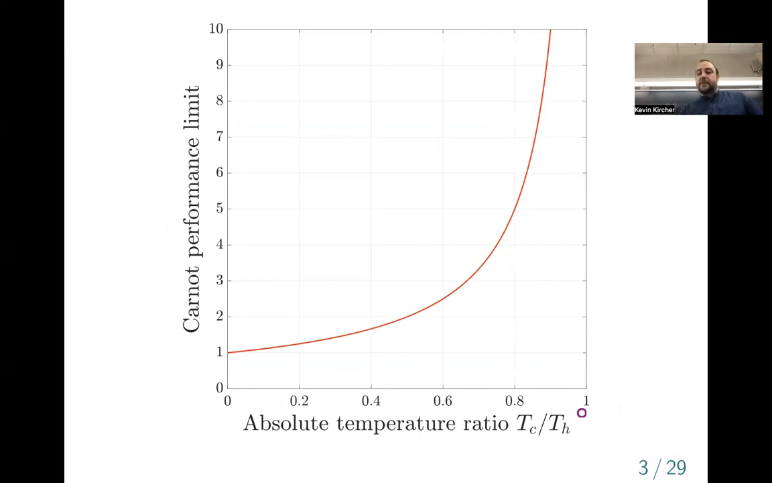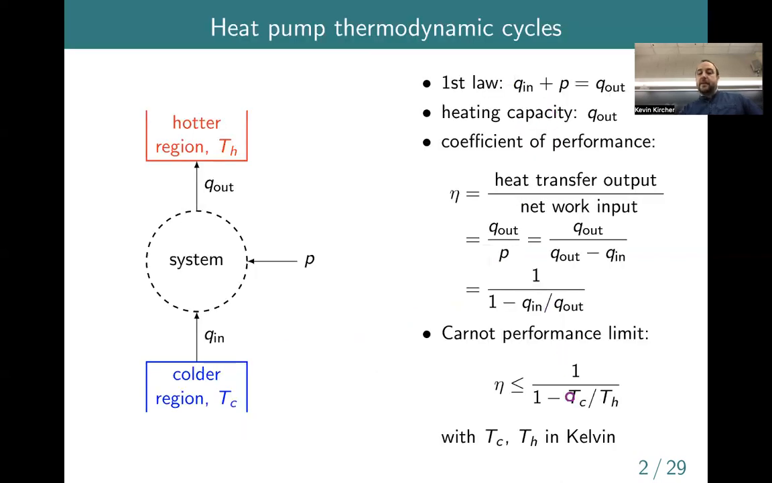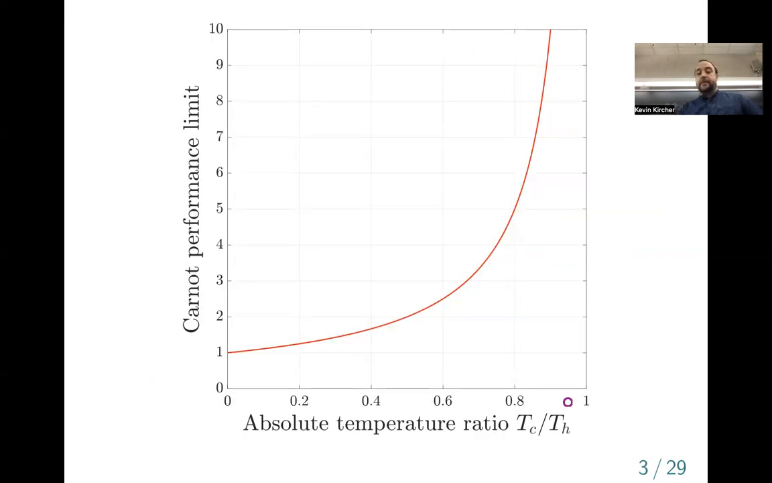And then as we approach the limit where the cold side temperature and the hot side temperature are equal, then the COP in theory can go to infinity. So if we look back at the equation here, if this thing is equal to 1, we get 0 in the denominator and we get infinite COP.